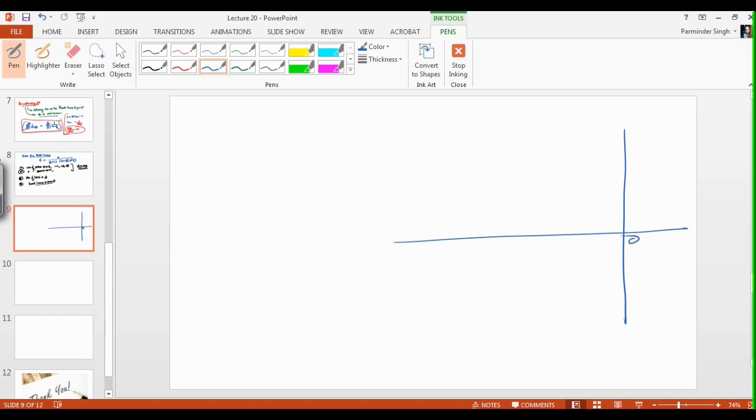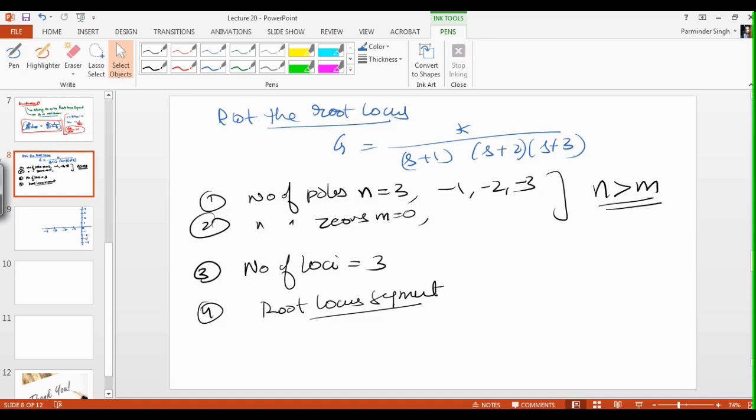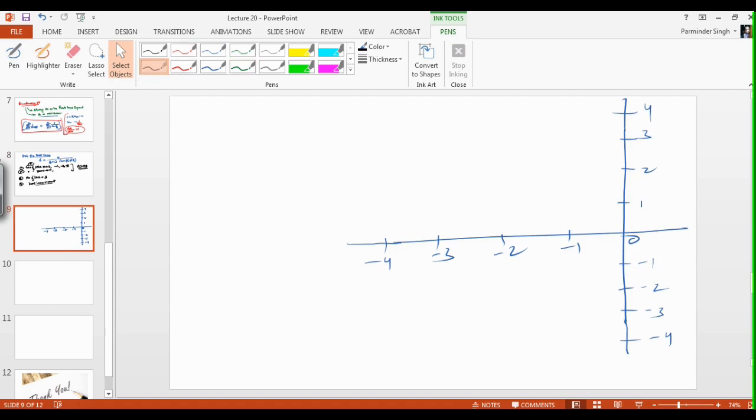Now let's say this is 0, minus 1, minus 2, minus 3, minus 4 and so on, and let's say this is 1, 2, 3, somewhere here 4, so minus 1, minus 2, minus 3, and let's say somewhere here it's minus 4. Now the poles are at minus 1, minus 2, minus 3, and they are represented by a cross sign. So one cross is at minus 1, the other one is at minus 2, and the other one is at minus 3. Now we have 3 crosses.